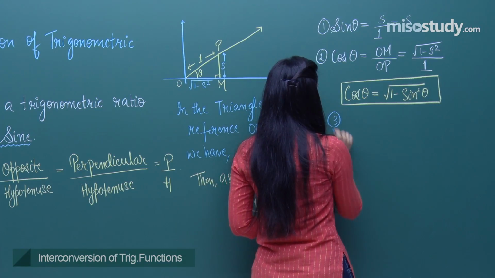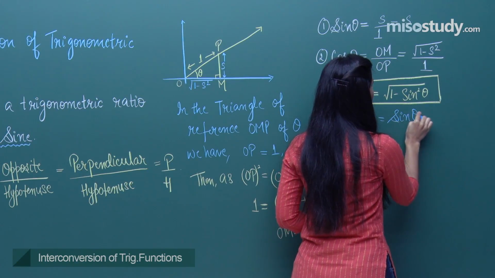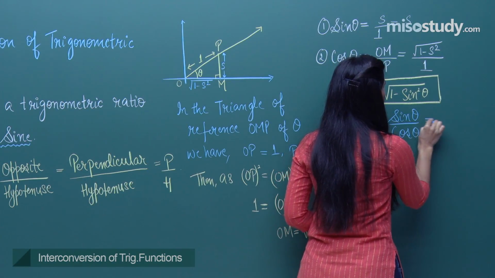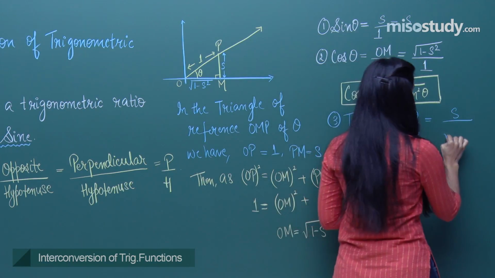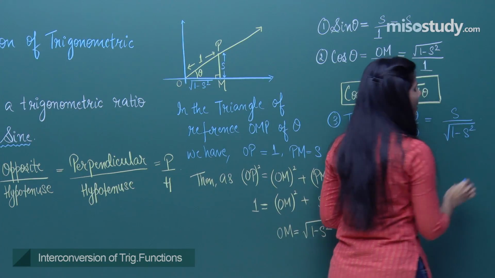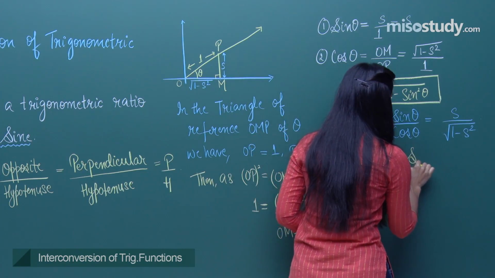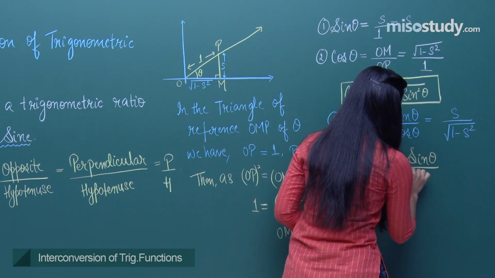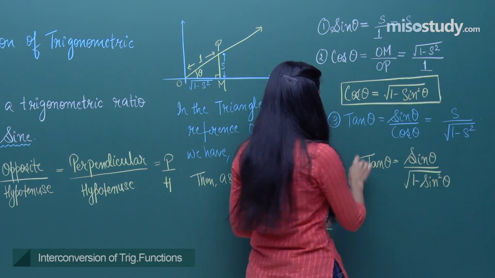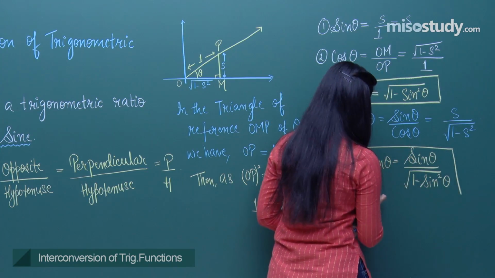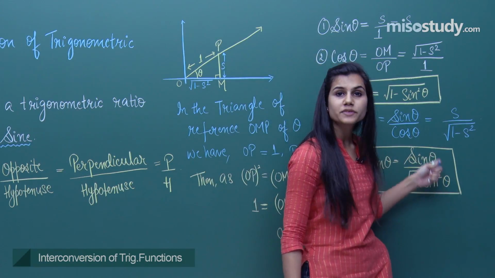Let's move to tan. Tan theta is nothing but sine theta upon cos theta. Now sine theta is your S and cos theta is under root 1 minus S square, and that is why your tan theta happens to be sine theta upon under root 1 minus sine square theta. Just observe, the entire tan ratio is expressed in terms of sine only.